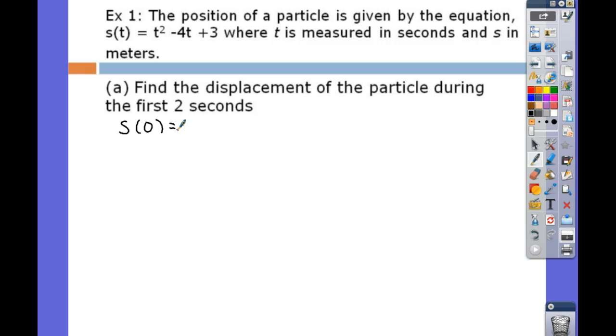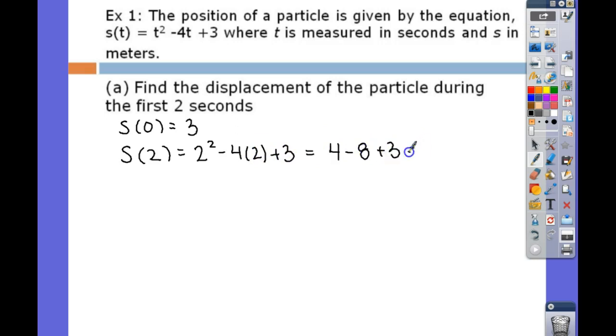So its initial or starting position is 3. We want to know displacement after 2 seconds. So we need to know what? Good. So S, you get 2 squared minus 4 times 2 plus 3. So we get 4 minus 8 plus 3. Get negative 1.